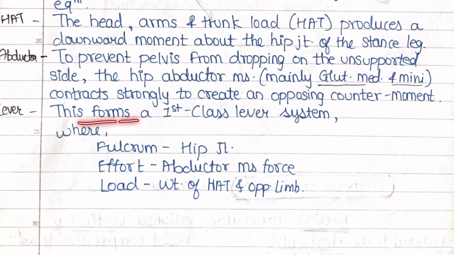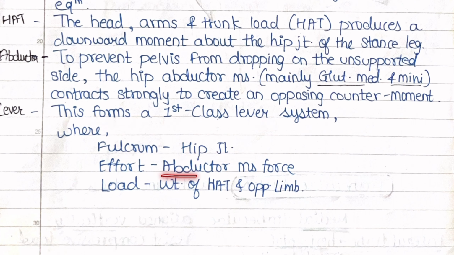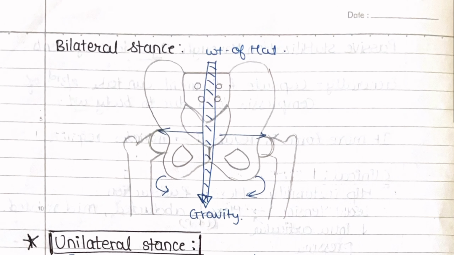Lever: this forms a first class lever system where the fulcrum is the hip joint. Effort is produced by the abductor muscles, and the load or resistance is the weight of HAT and the opposite leg. So you should be aware of basic lever concepts, and what is a first class lever, second class and third class, or first order, second order, third order. You should know this.